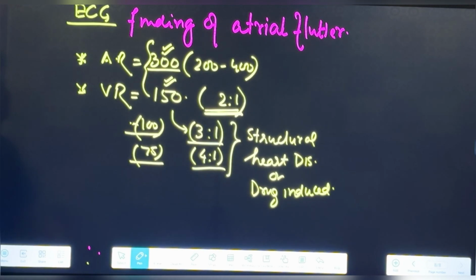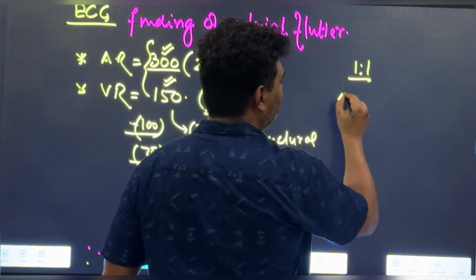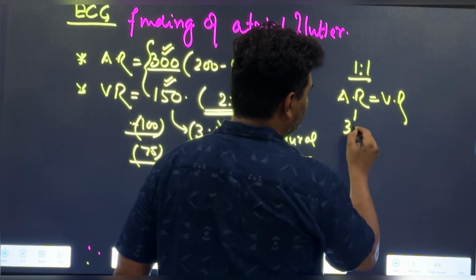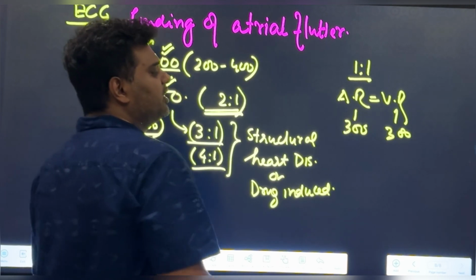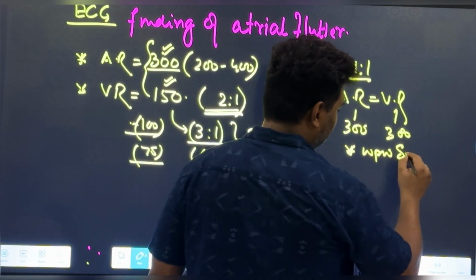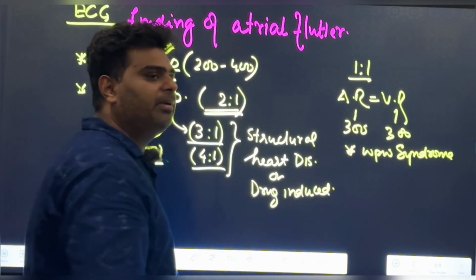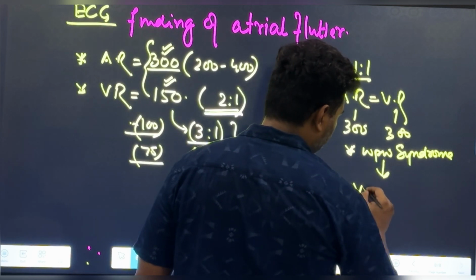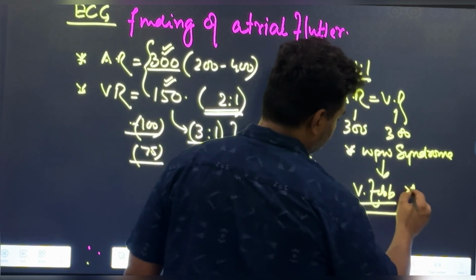Now there can also be 1:1, where the atrial rate equals the ventricular rate. That means the atrial rate is 300 and the ventricular rate can also be 300. This is especially seen in cases of WPW syndrome, because there is an accessory pathway, so every atrial beat is transferred to the ventricle. Please remember, they have a very high chance of going into ventricular fibrillation, so they are very dangerous.